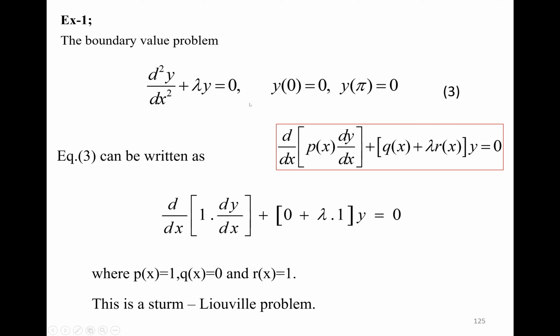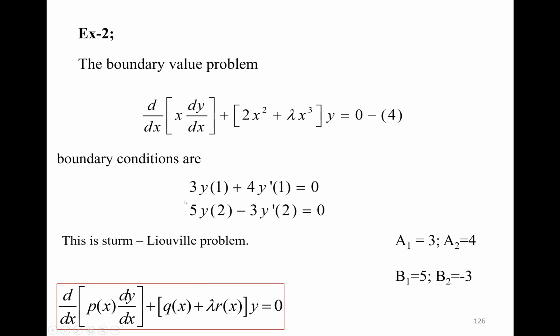So when you compare this boundary value problem of example 1 with the Sturm-Liouville differential equation, it clearly says that this equation can be written exactly like this. As I said earlier, p of x equals 1, q of x equals 0, and r of x equals 1. So this is a Sturm-Liouville problem.